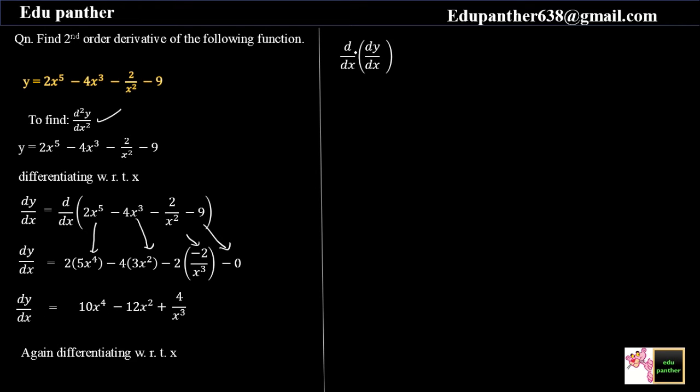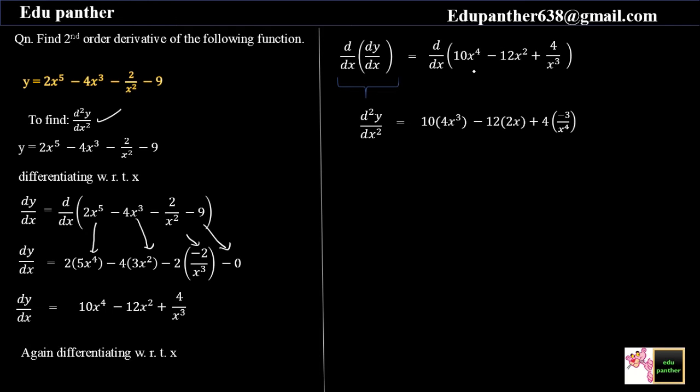The derivative of the left hand side means d by dx of dy by dx, which equals the derivative of the right hand side. Now this derivative of the left hand side, that means d by dx of dy by dx, is our second derivative. So it will be denoted by d square y by dx square, which equals, now take the derivative of the right hand side.